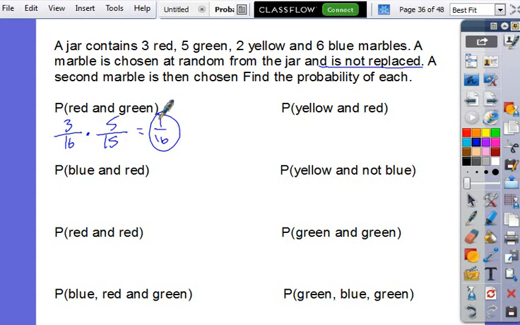So the thing with dependent is it's going to start dropping for the denominators. Every time you pick something out and leave it out, it's going to make it smaller. So yellow and red, I know it's going to be 16 and 15. Why though? Because when I'm picking that yellow one out the first time, that one yellow is gone. So there's only 15 choices left in the bag. So yellow would be 2, red is 3, 1 over 48.